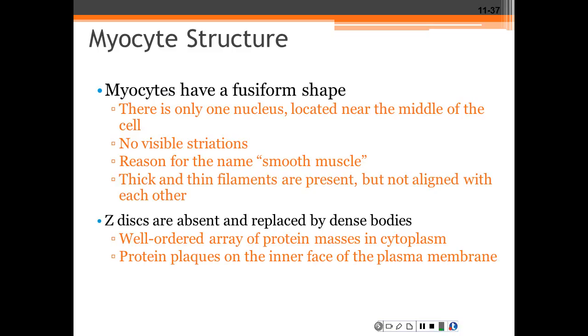varicosities along its length. Alright, so each varicosity contains synaptic vesicles, which we talked about earlier, from which it releases these neurotransmitters. Now, the myocytes don't have motor end plates, but instead they have receptors for the neurotransmitters on their surfaces.